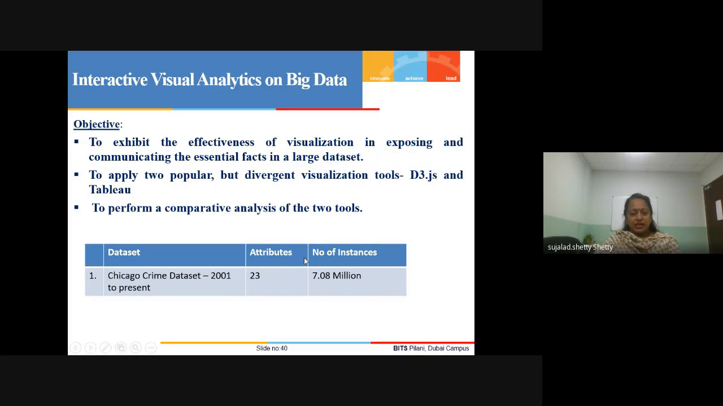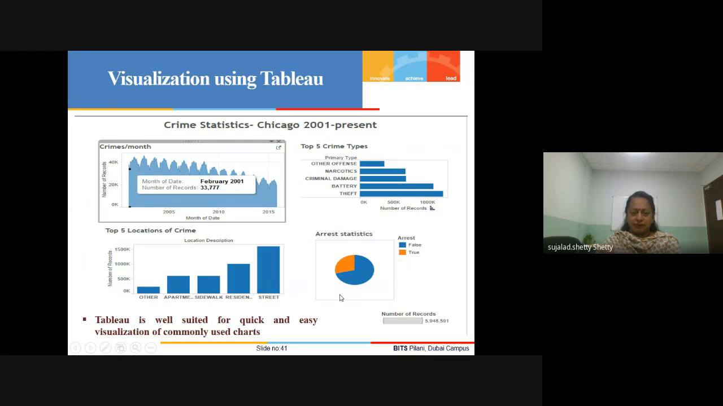Here the data set that we have worked with is the Chicago crime data set, which had about 23 attributes and about 7.8 million instances. Here we can see that we did different visualizations on the status of the crime: during which months the crime happens, what the locations are, what the types of crimes are, and the different actions that were taken for each of these crimes.